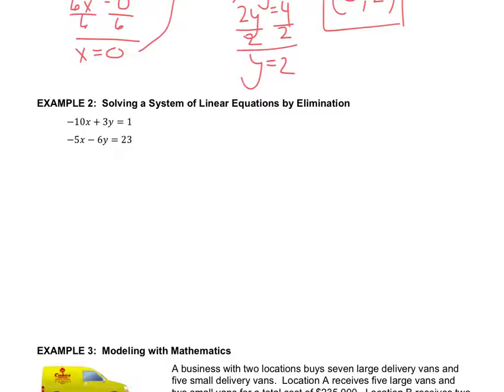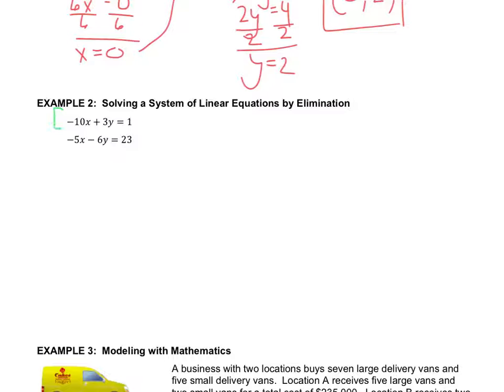So I have a couple of options here. I could focus on the x's and make this negative 10 match this as a positive 10. I could focus on the y's and make this 3 become a positive 6 to match this one. So kind of thinking multiples there. There isn't a right or a wrong way to do this as long as you do this correctly. However, I am going to pick the top equation.